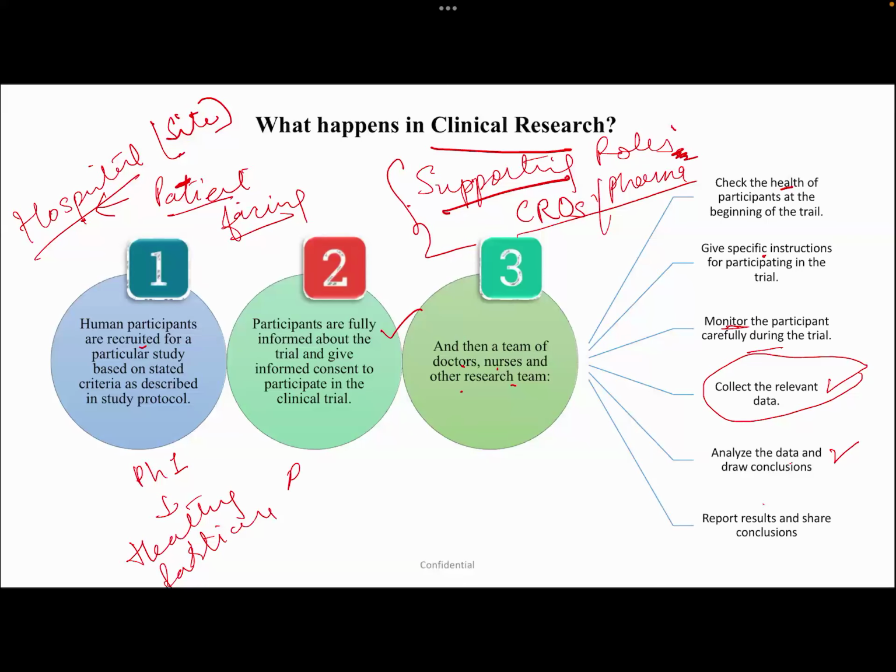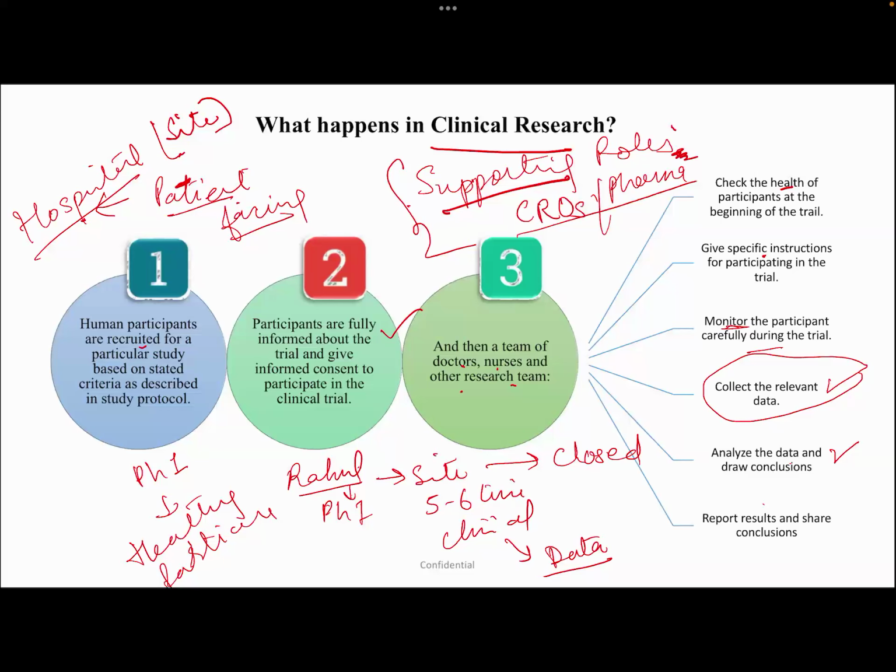Suppose there is a patient, Rahul. I'm just giving you one example. He joined a phase 1 clinical trial. He's a healthy person, he joined the clinical trial. Then he will be visiting the site. Let's take an example: if it is a vaccine trial, at least 5 to 6 times he will visit the clinic, that is your hospital. Then here the doctor will take the data, or this Rahul will be reporting data. Then after 2 years, the trial is closed. This all happened at a site.